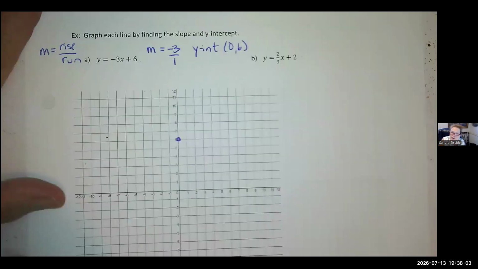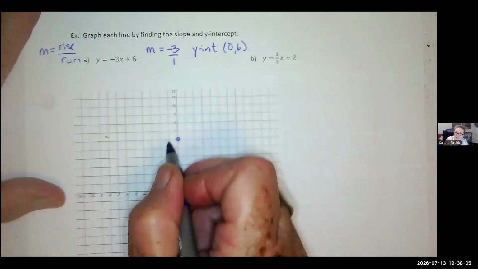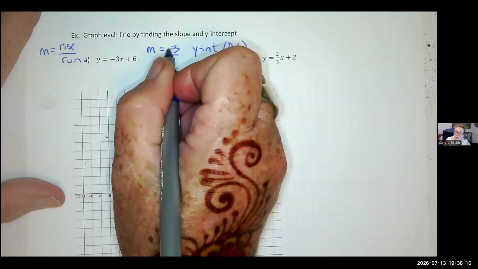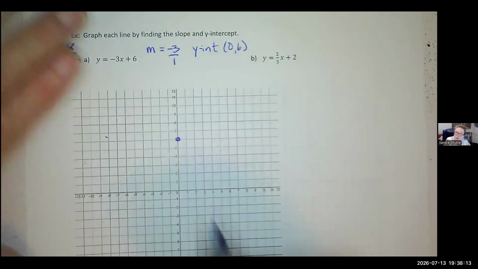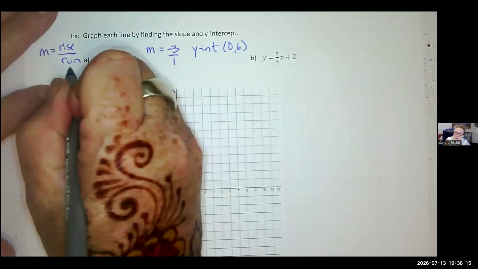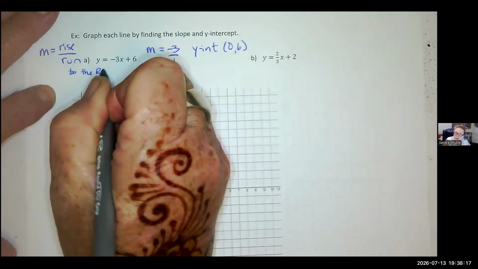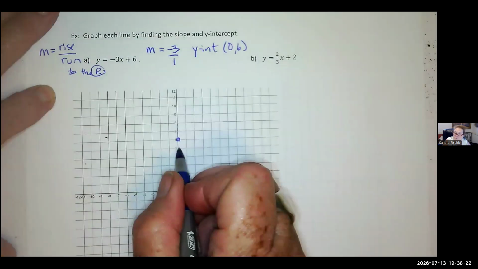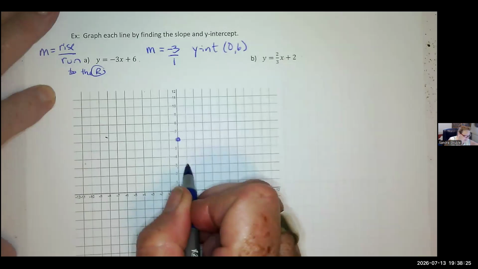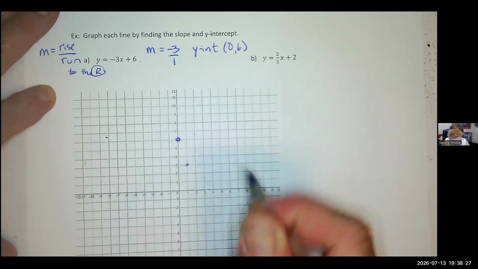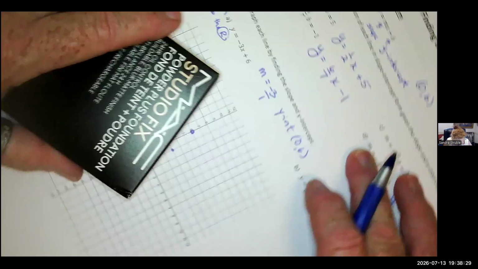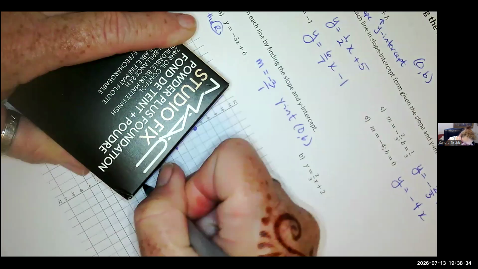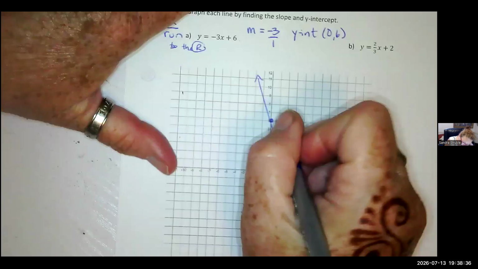So from the y-intercept, not from 0, from the y-intercept, we're going to rise, but we're going to go down 3. And when you run, you always run to the right. You always run to the right. So we're going to go down 3, 1, 2, 3, and then run to the right 1. And then you can keep doing that, or you can just draw your line and label your line. Y equals -3x plus 6.